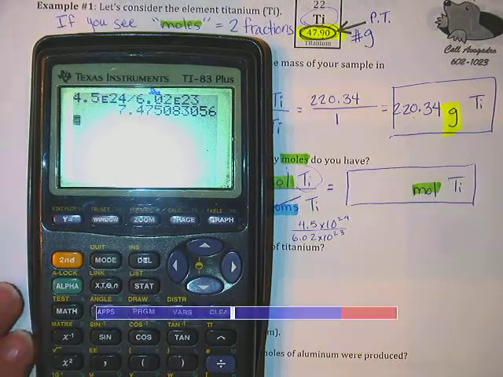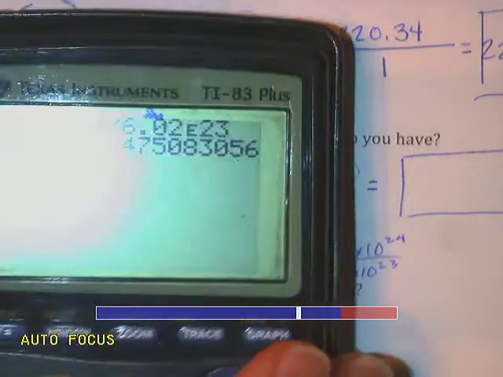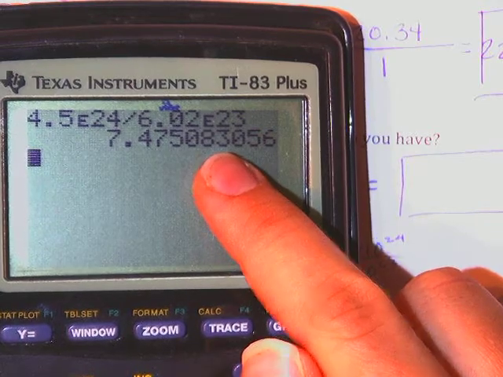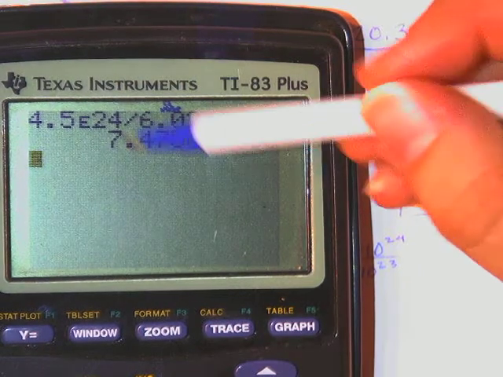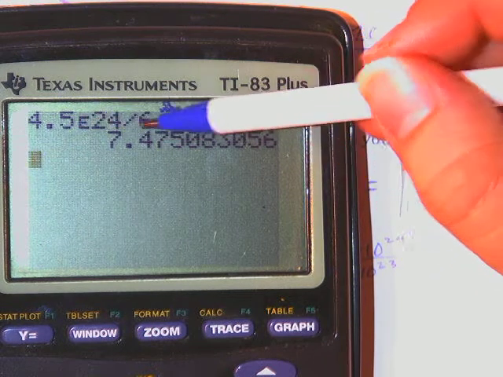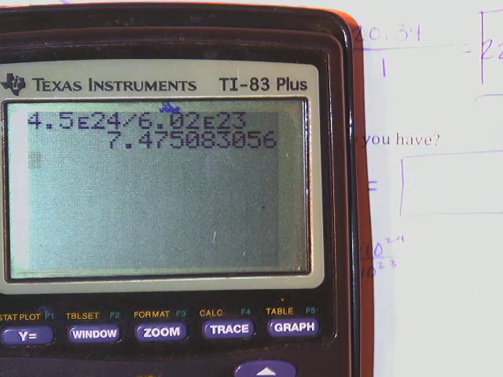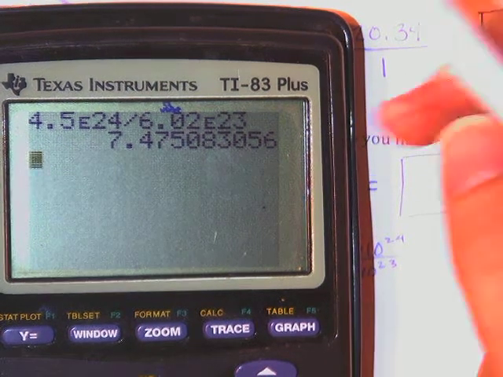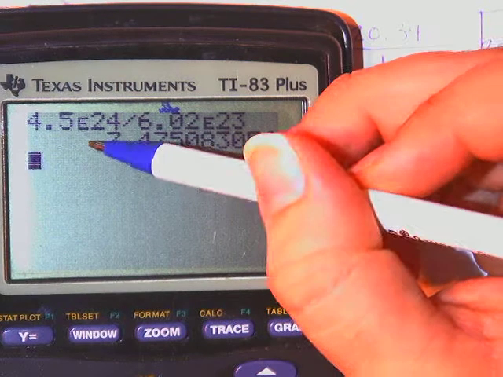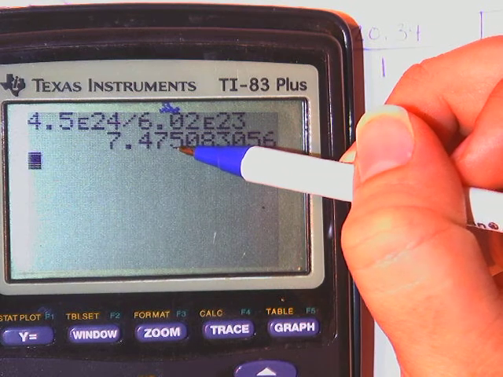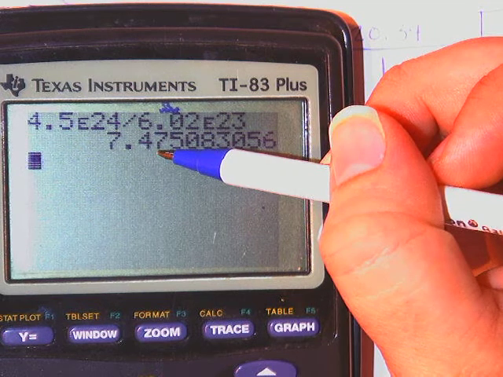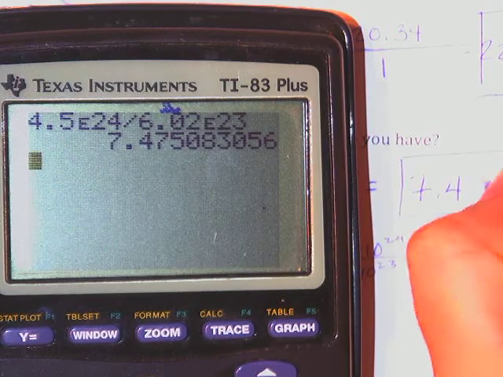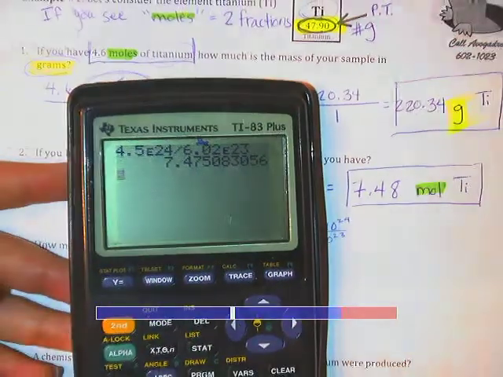If you type it correctly in your calculator, it should look like this. And if it doesn't look like this, then you typed something wrong. You may have typed a times sign in here, or typed a times 10e or something, but it needs to look exactly like this. Remember, we round to the hundredths place, so 7.47, but this 5 here is going to round the 7 up to an 8. So instead of 7.47, I should end up writing 7.48 for my answer.